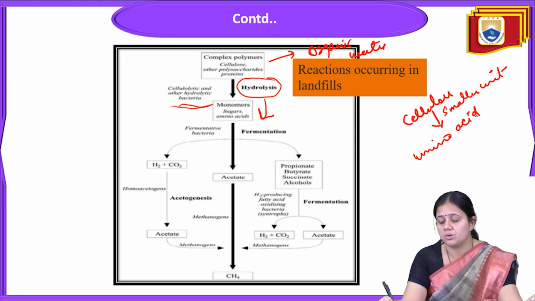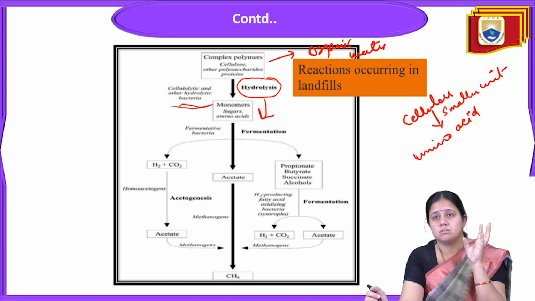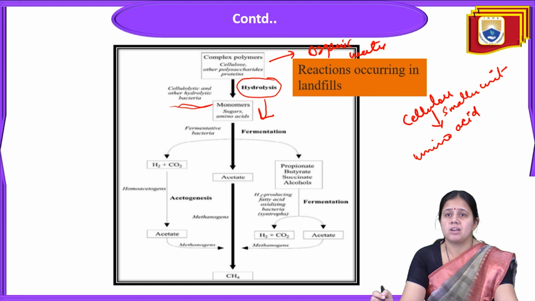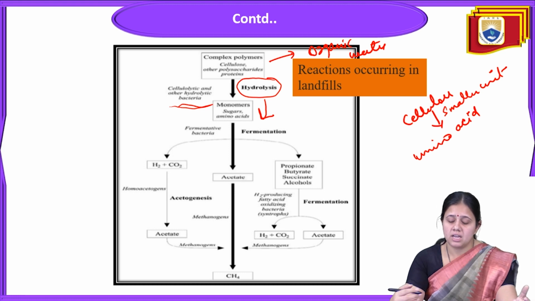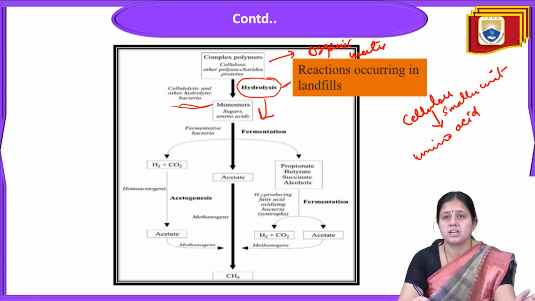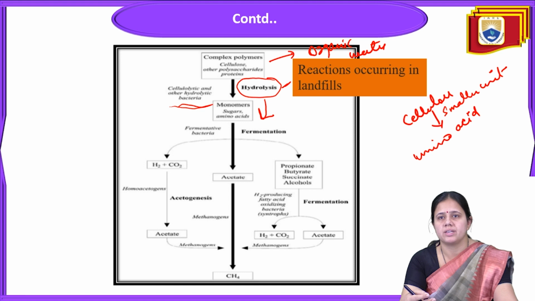So what happened in the organic waste? Some complex polymers will be there, the cellulose, some polysaccharides and protein. Then in the hydrolysis reaction, these will be broken down into smaller units by cellulolytic and hydrolytic bacteria. That smaller unit is called sugars and amino acids.